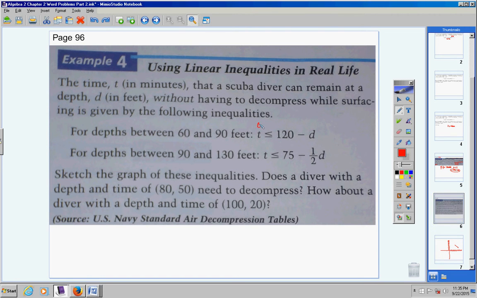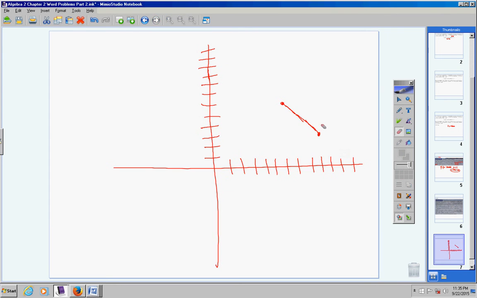So put a 0 here and put a 0 here. 120 minus 0 is 120. 0 is less than 120. That is totally true. So I know I'm going to shade downward. Now, please don't shade yet. Just put arrows showing the direction you would shade. We'll worry about the shading later, okay?